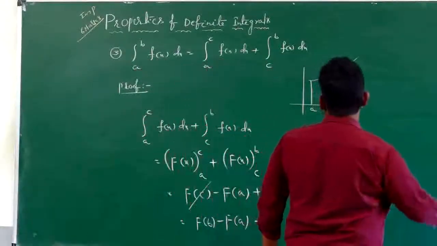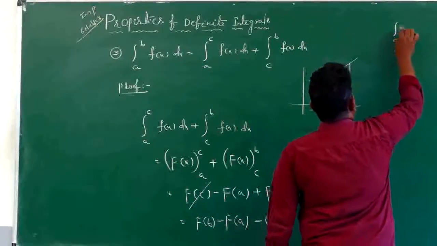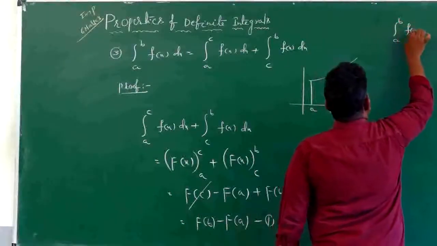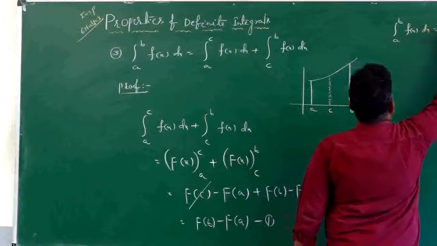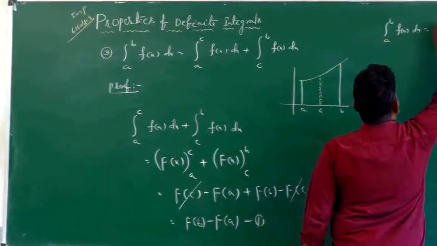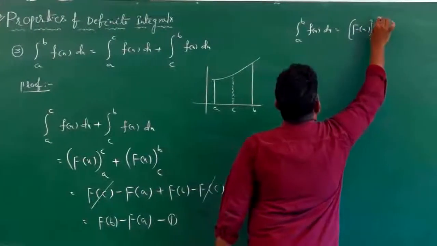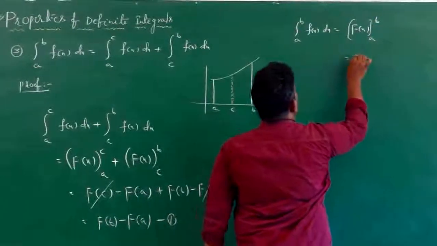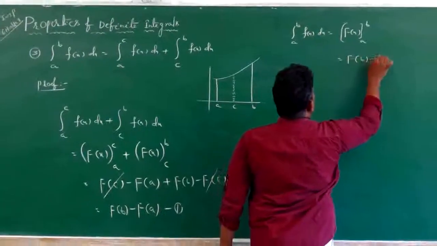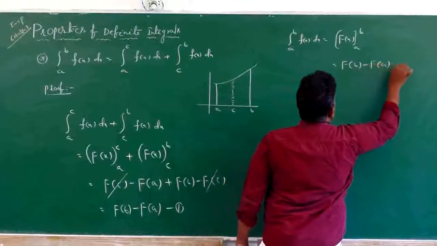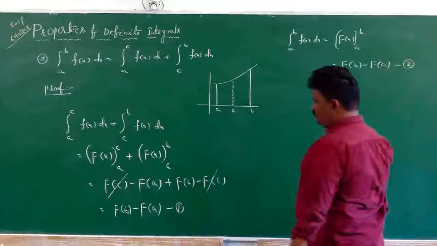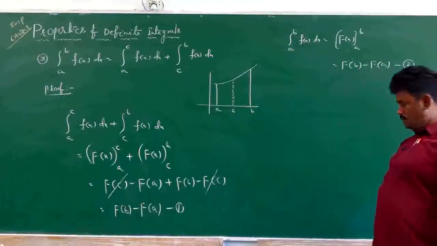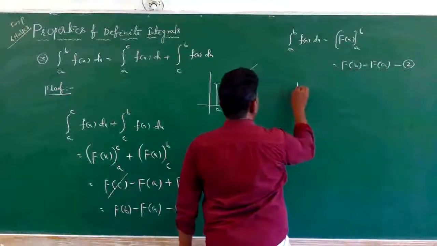Next, the right hand side value: the integral from a to b of f of x dx is equal to f of x with limits a to b. Then we also get f of b minus f of a. This is equation 2. Now what are we observing from equations 1 and 2?